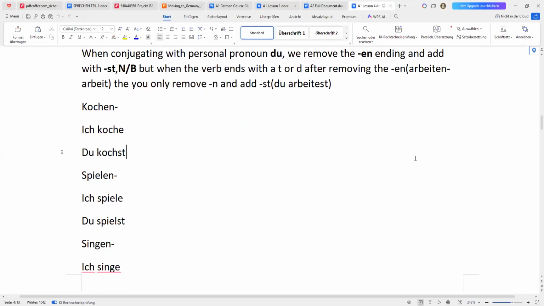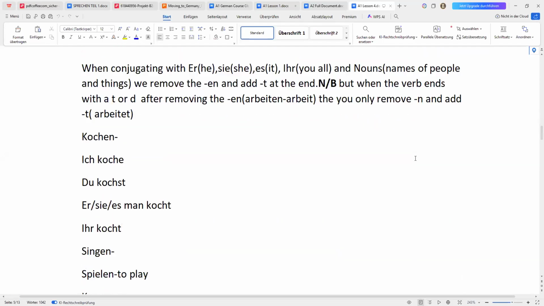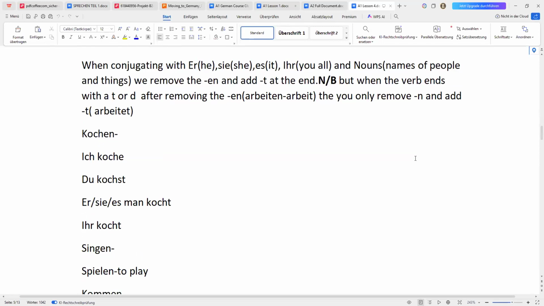Then we have now the biggest category. Biggest category is now when conjugating with er, the er for he, and sie for she, and es for it, and with ihr, that is the you for you all, the plural of du. And nouns. Nouns here include names of people, things.